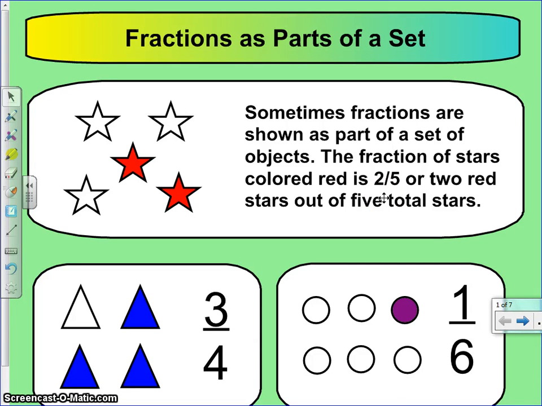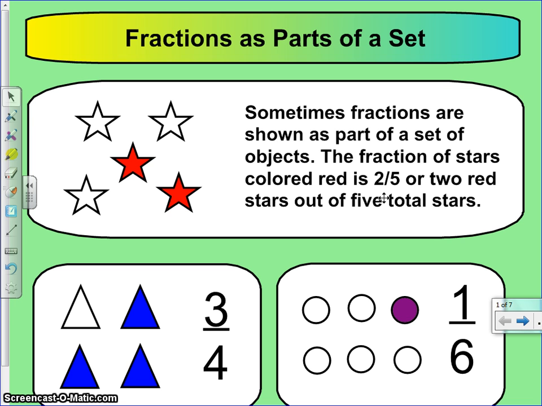Okay guys, so now we're talking about fractions and we really focused on fractional parts of objects up until this point, but I kept mentioning that fractions can also be part of a group or a set. Okay, and this can be a really simple thing, or it can be a little bit more challenging, which you'll see in a few minutes.